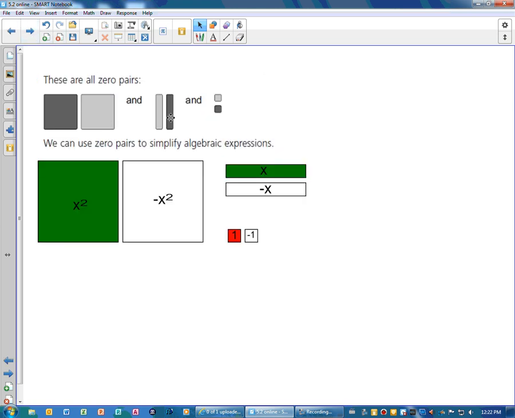In your book, it says these are all zero pairs. So when they have a dark one, remember that's negative, and a light one, that's positive. That's a zero pair because if you add them together, they add to zero. They cancel each other or they neutralize each other, whichever way you want to think of it. Same with the x's and same with the constants or the ones. Okay, so again with the algebra tiles I was using in last lesson, same thing. A zero pair for x squared, a zero pair for x, and a zero pair for just singular numbers.